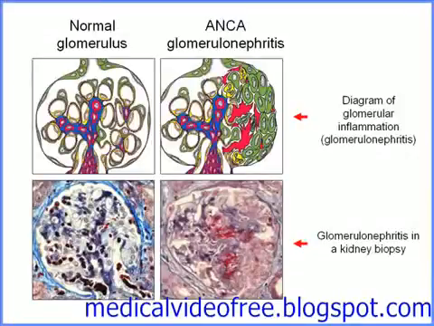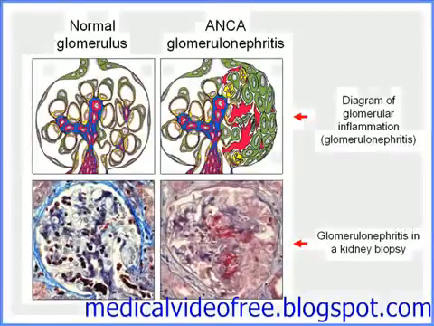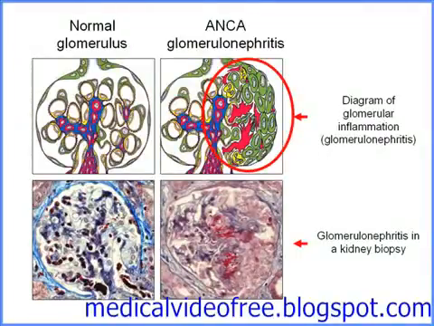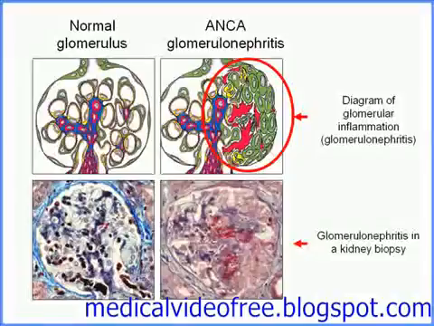So in this slide, there's again a diagram and then some actual photographs of what's seen through the microscope in a patient with ANCA vasculitis. When ANCA vasculitis affects the glomerulus in the nephron, it's called glomerulonephritis, inflammation of the glomerular part of the nephron. On the left, again, is a representation of what the glomerulus should look like normally, with all the little capillaries intact.